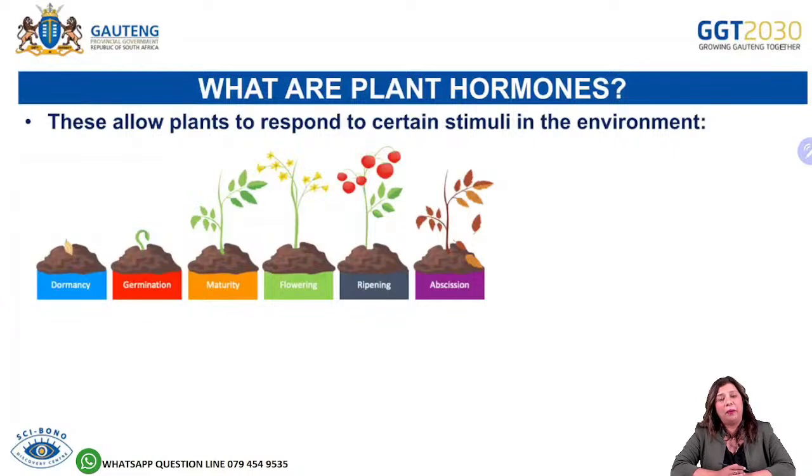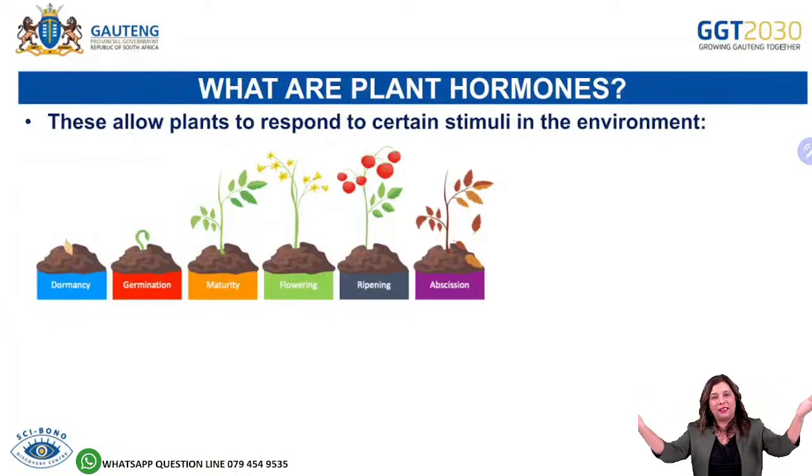So what exactly are plant hormones? Look at this diagram. The heading here is: these allow plants to respond to certain stimuli in the environment. Now, what is a stimulus? A stimulus could be water, light, temperature, all the external factors. We need to remember that plants have to deal with internal factors and the external environment. The external environment has to do with the points I mentioned: temperature, light, water, all of those things. Those are the external factors. The hormones work inside the plant.